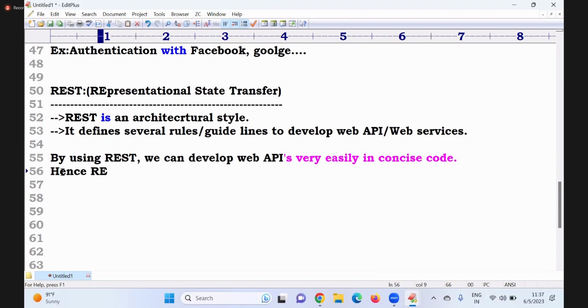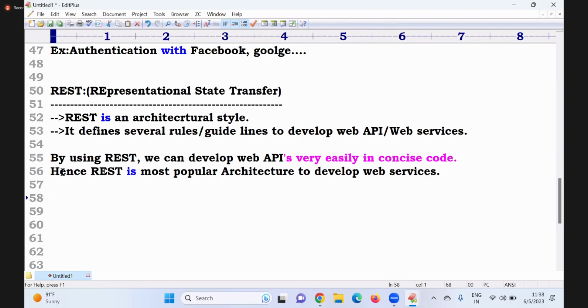Concise means small code, fewer lines. In Java, any number of lines are there, but by using Python we can write concise code. For example, a normal program without a lambda expression has more lines; with a lambda expression it has fewer lines, which is called concise. So REST is the most popular architecture to develop web services. That is nothing but REST. And what is the next term?